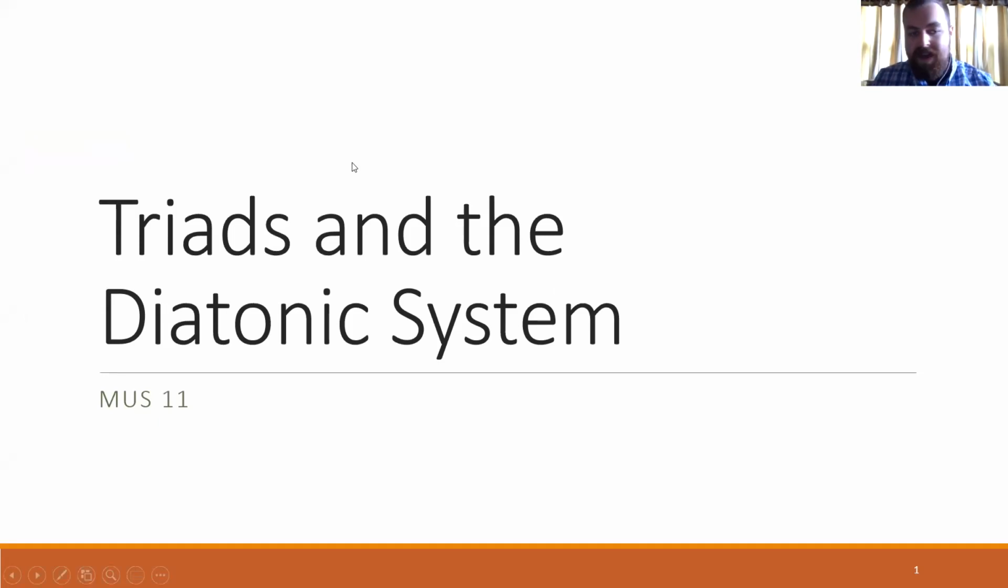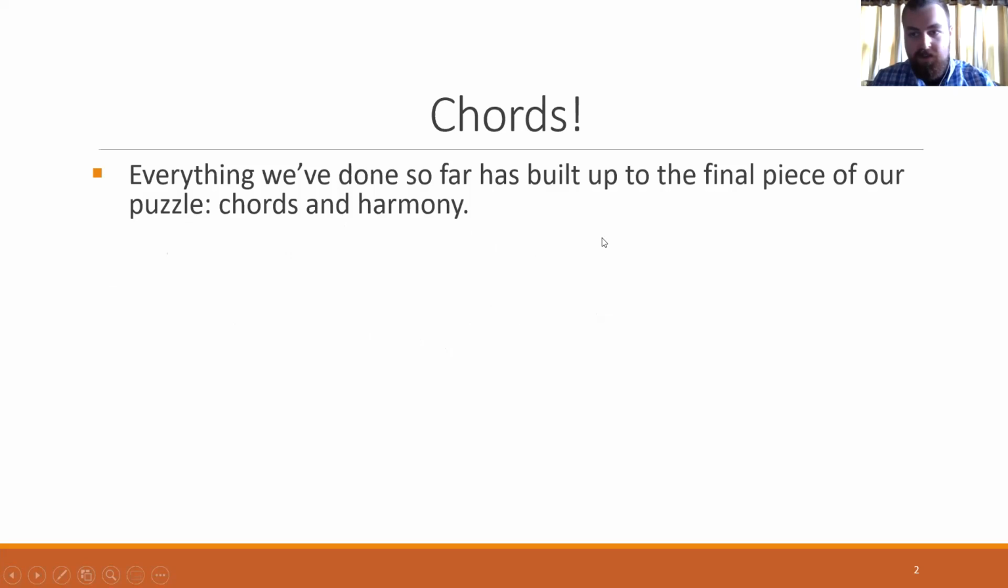So, triads and the diatonic system. What the heck do either of those words mean? Well, basically, we're talking about chords. Everything we've done so far has built up to this final piece in the puzzle, which is chords and harmony. There are other things we could talk about, like how to construct melody, form, instrumentation, etc.